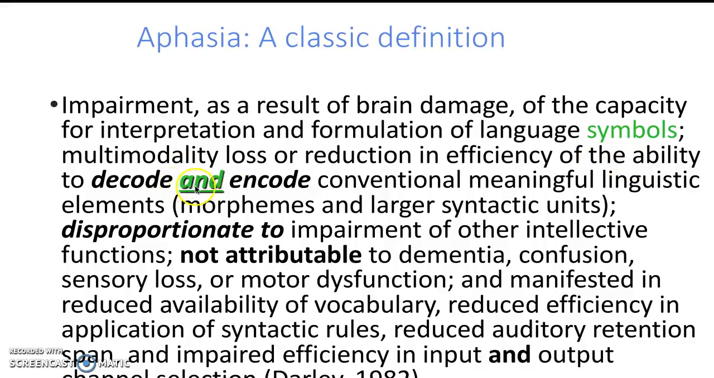to decode and encode. Again, this is receptive and expressive. The term "and" is used in this definition because both receptive and expressive language are impaired. What this means is a multimodality loss will include deficits of some kind in all the modes of language. You will see some deficits in speaking, some deficits in writing, some deficits in reading, and some deficits in listening or auditory comprehension. Those deficits may be more or less in each of those modes. For example, more speaking deficits than auditory comprehension deficits, or more writing deficits than reading deficits. But there will be some impairment in all 4 modes of language if this is aphasia.